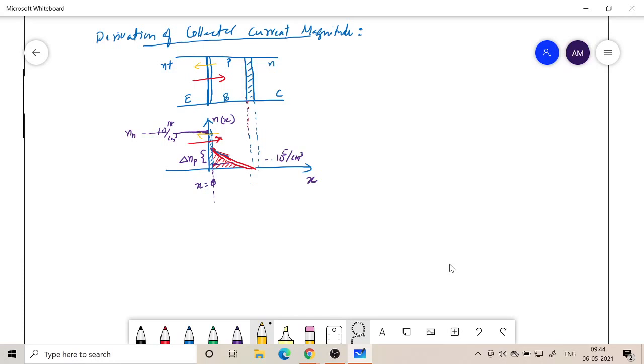But we are majorly focusing upon the electron diffusion, that is, diffusion from emitter to base, because in the last class we saw that that is going to be the larger contribution of the emitter current. You can say that almost all the current across this emitter base junction is due to the diffusion of charge carriers from the emitter region to the base region.